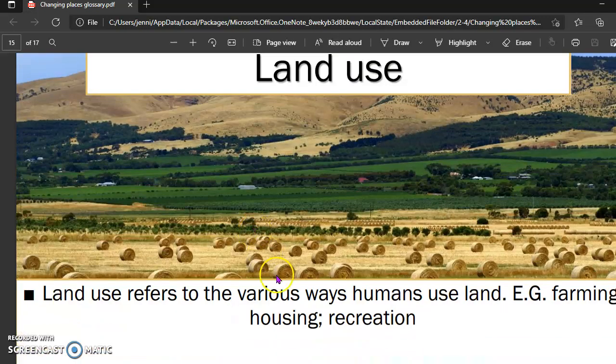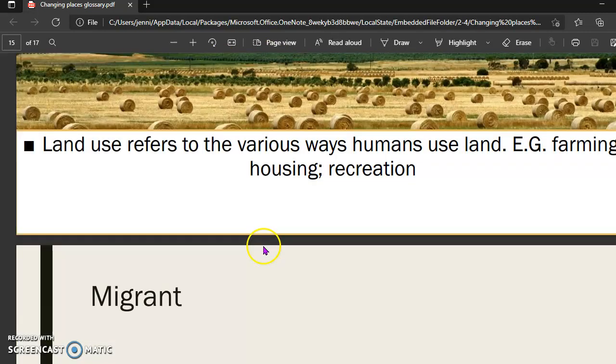Okay, land use. Land use in this context refers to the various ways humans use land, e.g. farming, housing, recreation. Hopefully you can make the connection to urbanization there. When we are planning the future of cities, we need to think about different uses of land within the cities, but also on the outskirts of the cities.